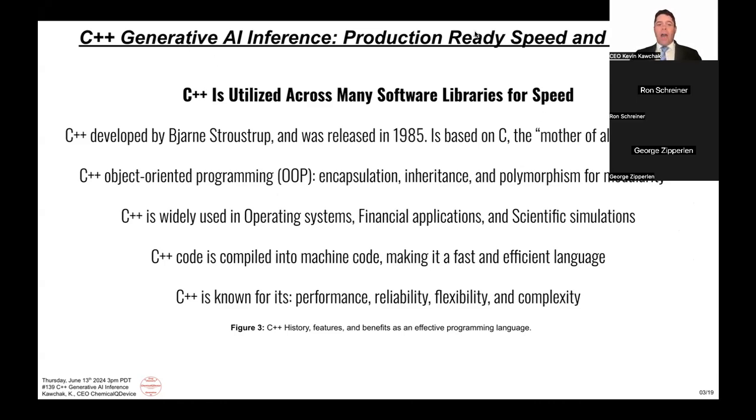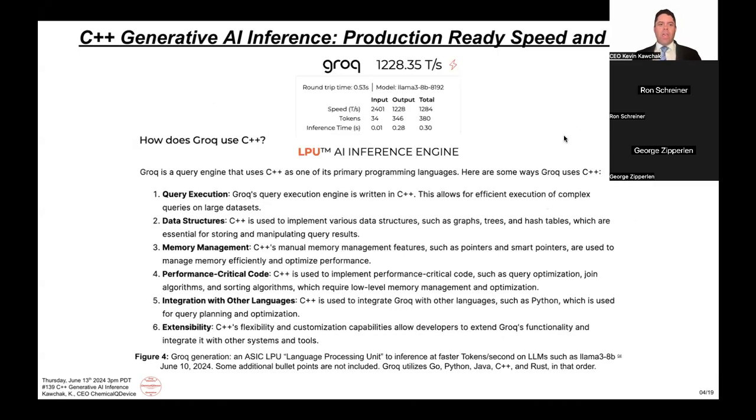So it's widely used across operating systems, financial applications, scientific simulations, games, even 2024 games are primarily using C++. And I'll show you with the NVIDIA TensorRT that's primarily using C++. And they say it's compiled into machine code and then later linked, making it a fast and efficient language. So you can actually get to binary from here. So there's no interpreter. And C++ is known for performance, reliability, flexibility, and the complexity that we get with it.